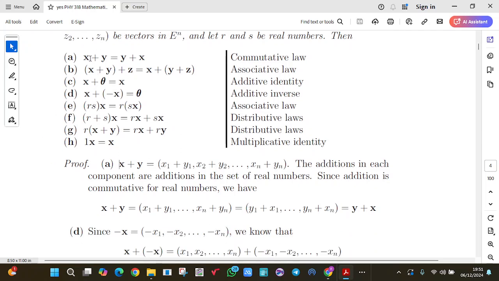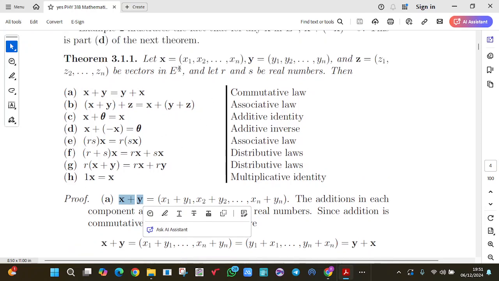Now to prove this law, you have to first take the left hand side. The left hand side is x plus y, right? So if you see x plus y, it means that we're going to take x and be adding to y. So the first element will be x1 plus y1, which is the first element.